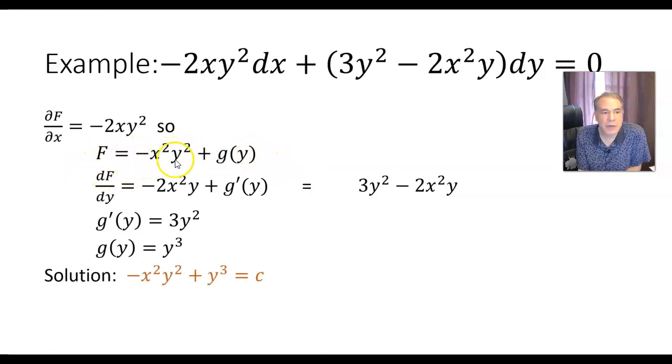It has to be negative x squared y squared plus y cubed, so the solution to our differential equation is negative x squared y squared plus y cubed equals c. Again, that's not solved for y, but it does give us what y is, implicitly defined as a function of x.